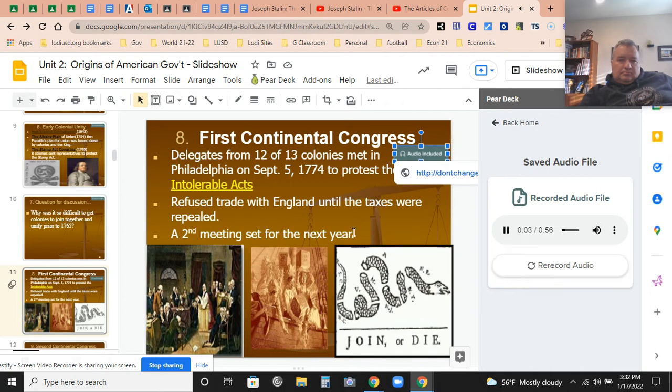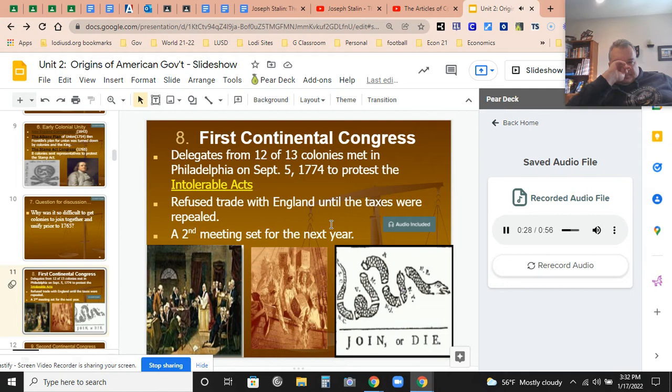First Continental Congress, delegates from 12 of 13 colonies met in Philadelphia on September 5th, 1774, to protest what becomes known as the Intolerable Acts. It's just more taxes. Basically, the colonists' response was embargo. They refused to trade with the English until the taxes were repealed. And they had also set a second meeting for the next year.